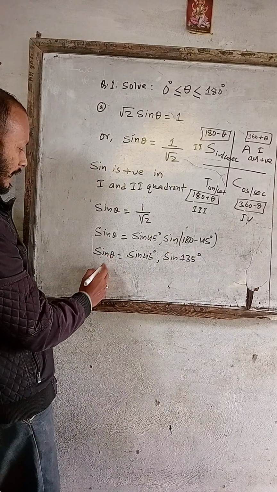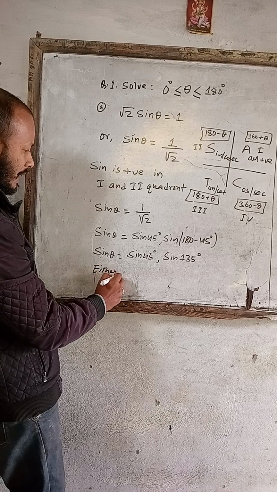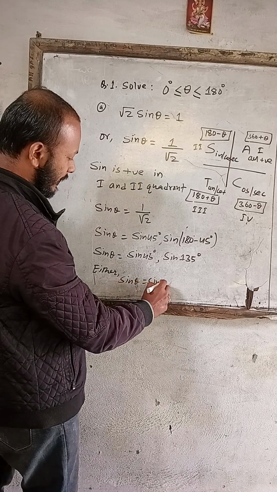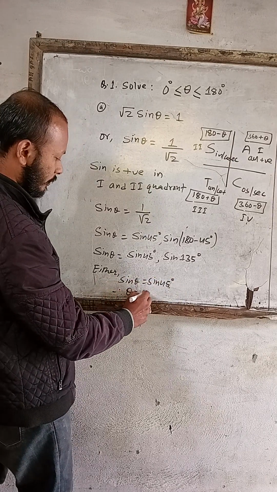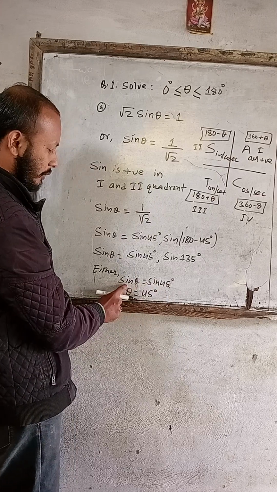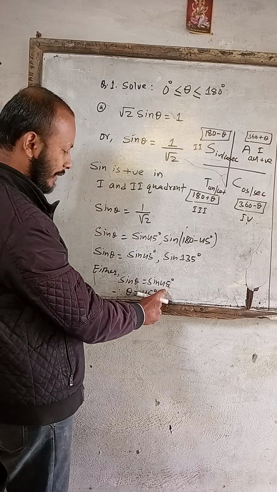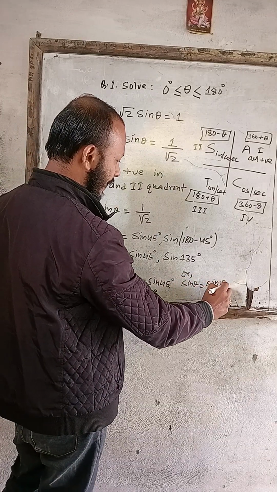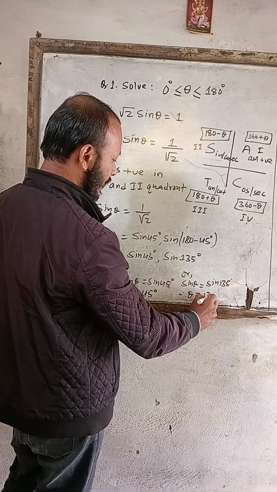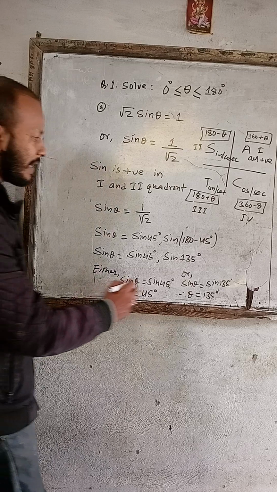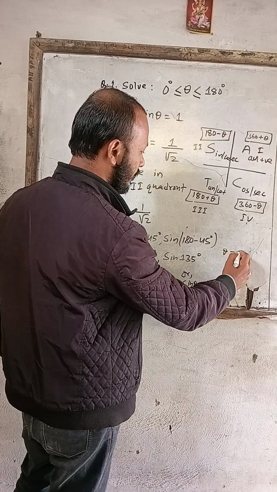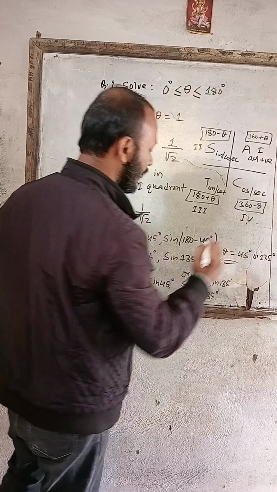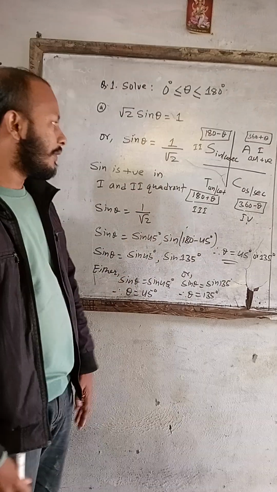So if you take either sine theta equals sine 45 degree, therefore theta equals 45 degree. Sine and sine matched, but we are not allowed to cancel, so theta becomes 45 degree. Or sine theta equals sine 135 degree, therefore theta equals 135 degree. So finally our answer becomes theta equals 45 degree or 135 degree. This is our final answer. I hope you have understood this sum.